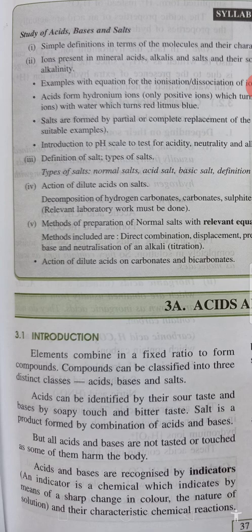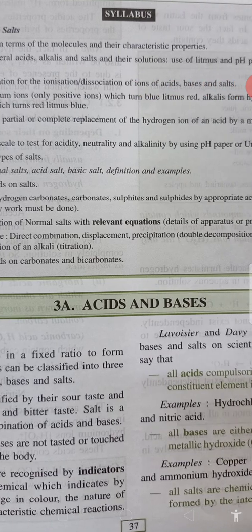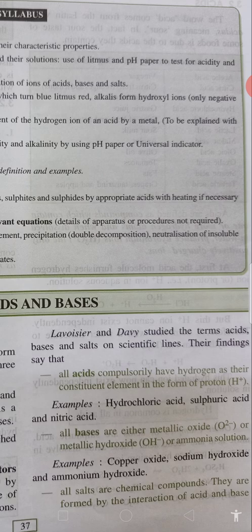And children, an indicator is a chemical substance which indicates, by means of a sharp change in color, the nature of a solution and its characteristic chemical reaction. So we can identify these compounds through these indicators, whether they are acids, bases or salts.